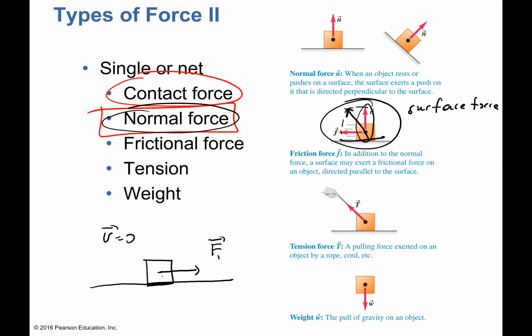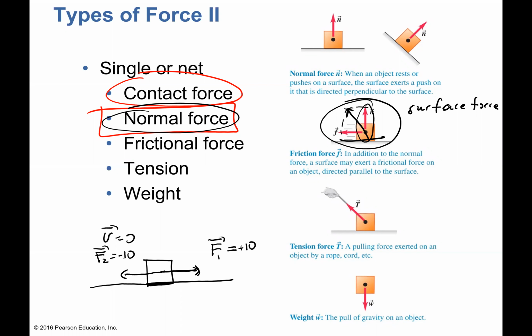Remember, it's a vector, so I can represent it as an arrow like this. Let's say it has a magnitude of 10, and it's to the right, so it's positive. There's another force, let's call this F2, and it's also 10. Remember, 10 is the magnitude of the force. Also 10, but it's to the left, so it's negative.